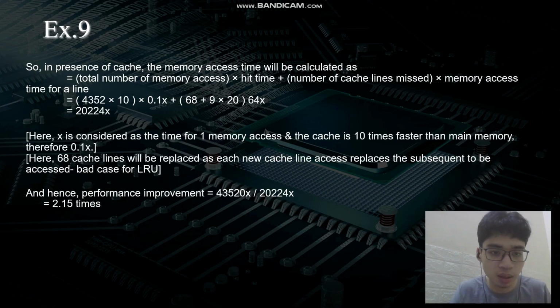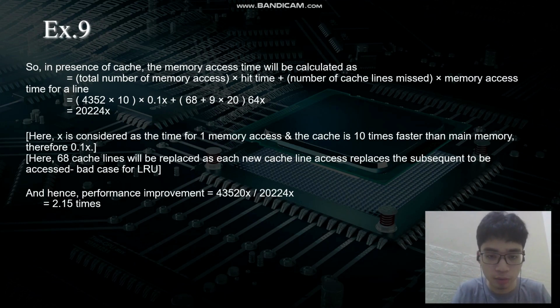Here X is considered as the time for one memory access, and the cache is 10 times faster than main memory. Therefore 0.1x. And here 68 cache lines will be replaced as X new cache line accesses replace the subsequent ones, but keep for LRU.